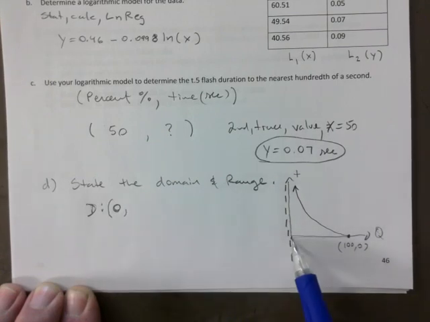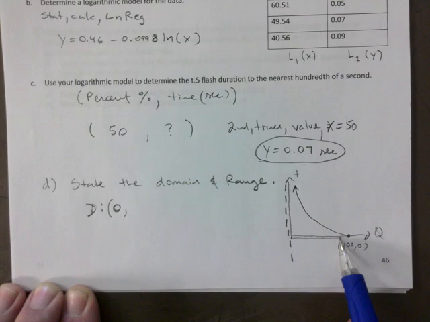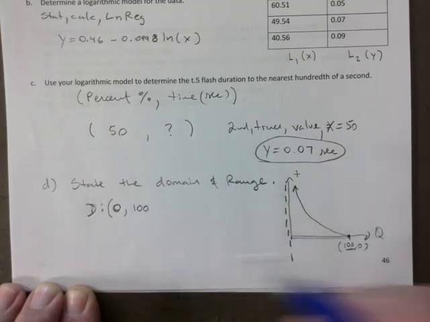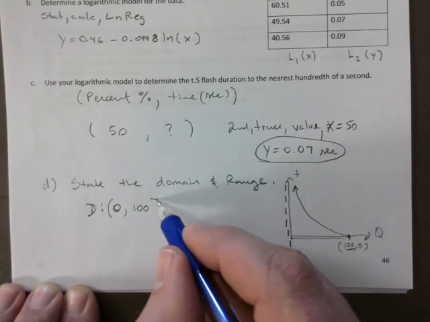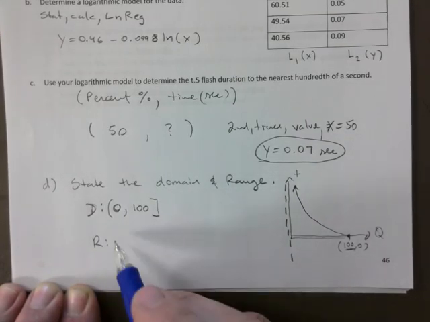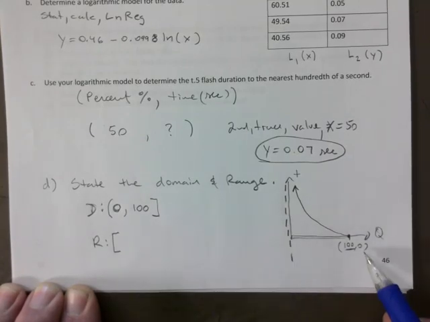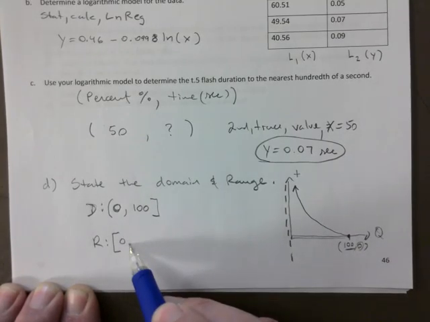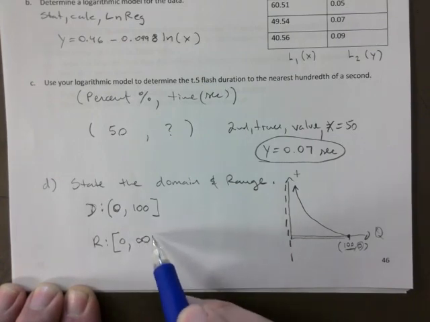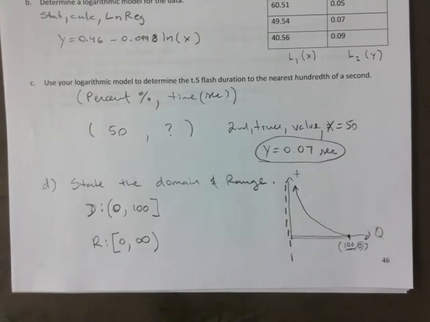And what's the greatest x value I ever get to? The greatest x value? 100. Can I include that one? Yeah, it's right on there, so sure. What about range? The lowest y value is 0, yes? And the highest? Infinity. Yes. There we go. That's how you would do the domain and range in this scenario.